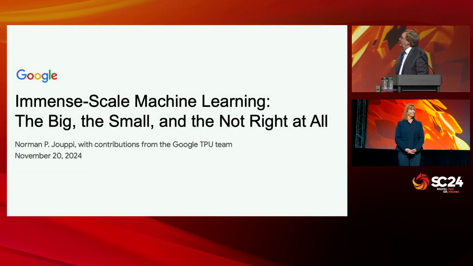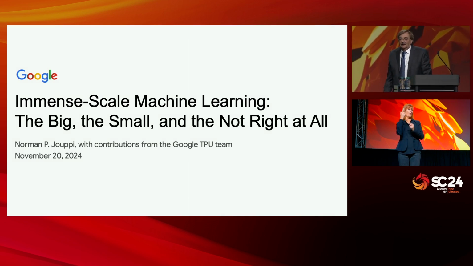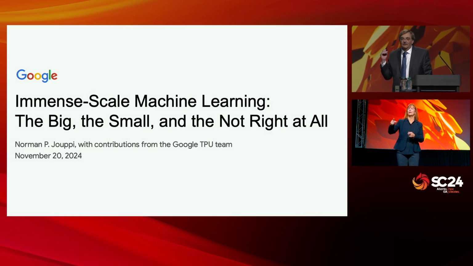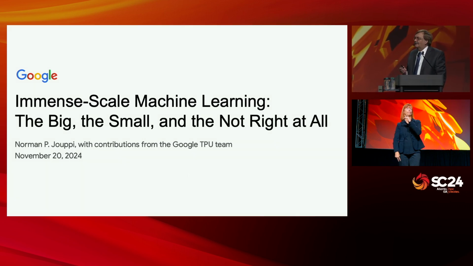So the title of my presentation is Immense Scale Machine Learning. And you may wonder why I chose the term immense. There's a lot of extreme stuff going around, but I think of immense as being relatively good, where extreme reminds me of, for example, jumping off a cliff in a wingsuit. So I went with immense.